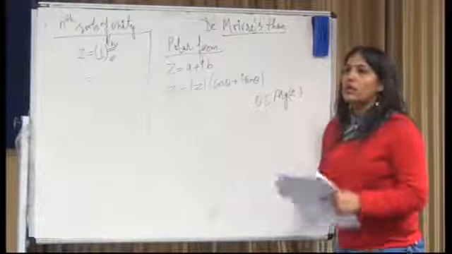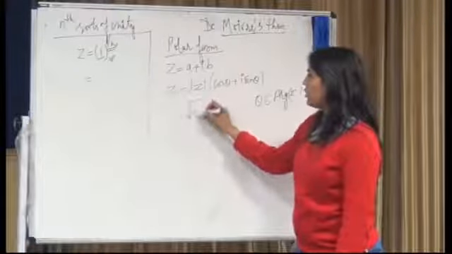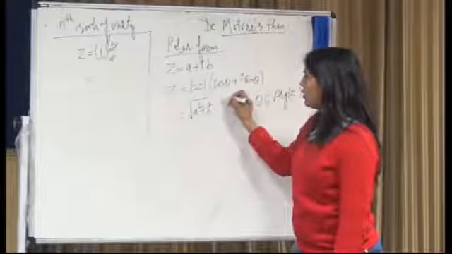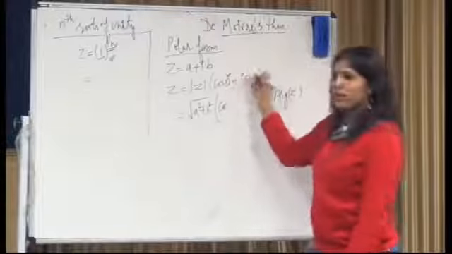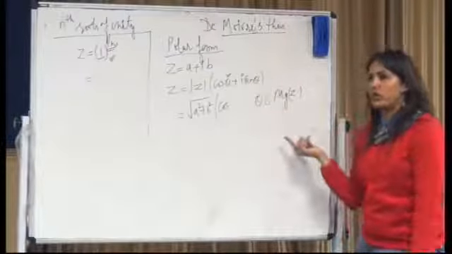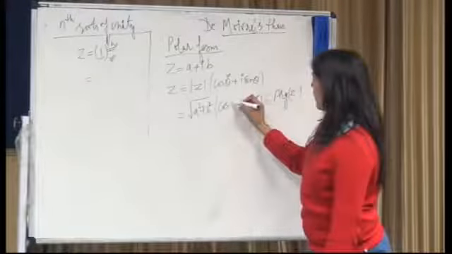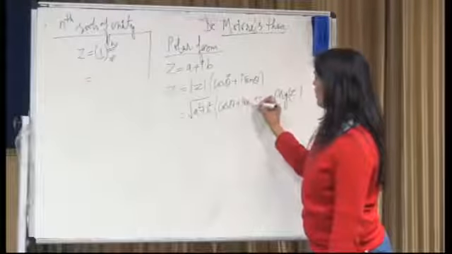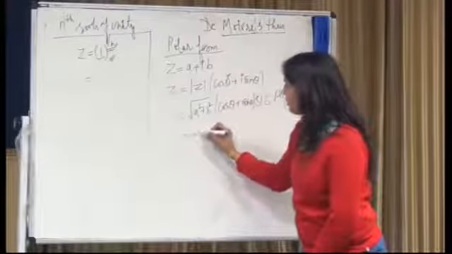Okay? Mod z you already know. Mod z is basically the square root of a squared plus b squared. Theta you can easily calculate: theta will be tan inverse b by a, and you already know how to calculate that for any complex number. I am just taking one example. Suppose I am asking you, take this problem, -1 plus iota.